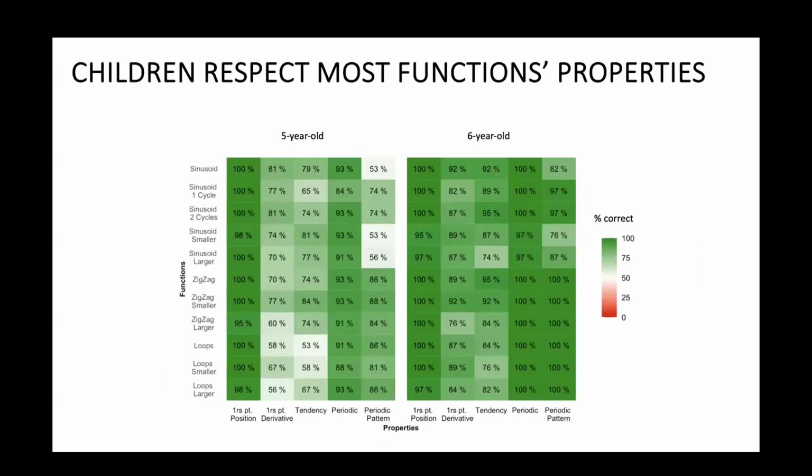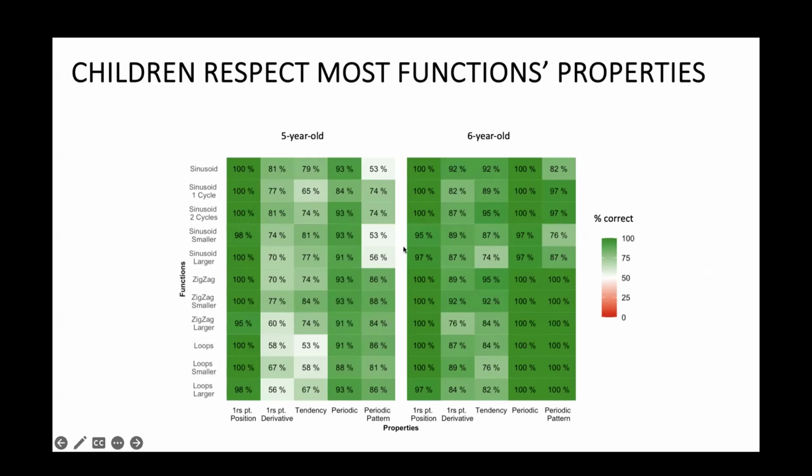Again, the first thing I can tell you is that children respect most functions' properties. So you can see that they are able to correctly extrapolate the first point of the graph of the drawing, that their first point derivative is quite respected, even more so at 6 years old, which again means that they are able to prolong the patterns without making any discontinuity. The tendency is correct. And what's interesting here, you see the last column of both heat maps, is that most children at 5 years old can understand the periodic pattern that is used, which means that a sinusoid is correctly prolonged as a sinusoid, a zigzag as a zigzag, but they still make a few mistakes, whereas this is no more the case at 6 years old.